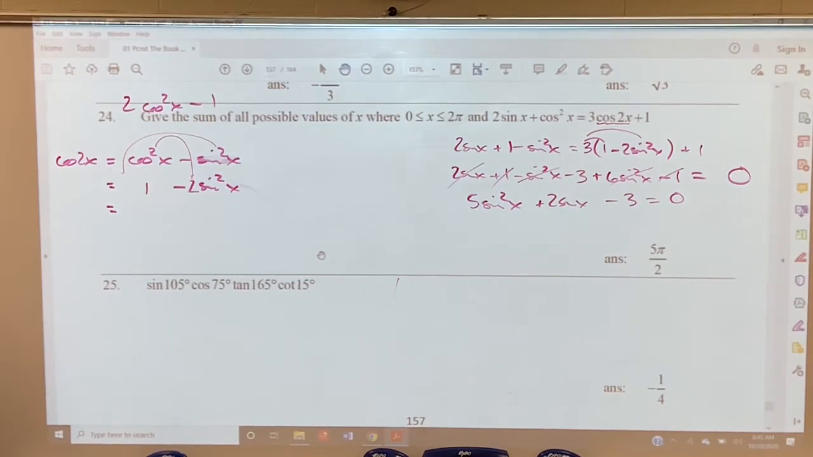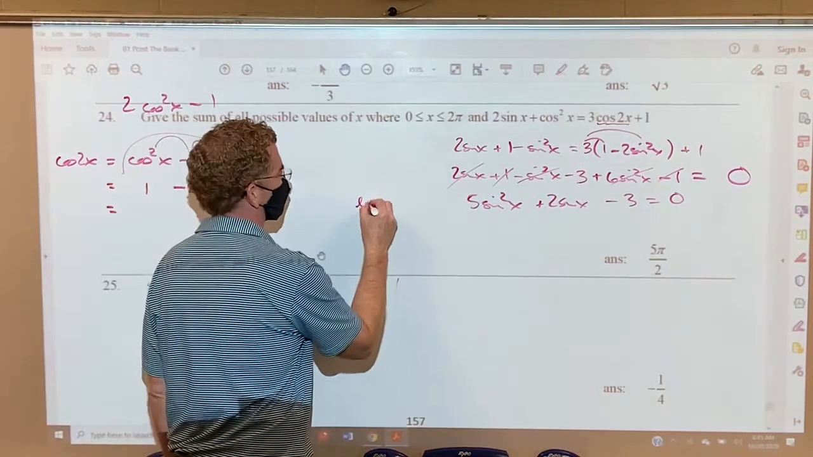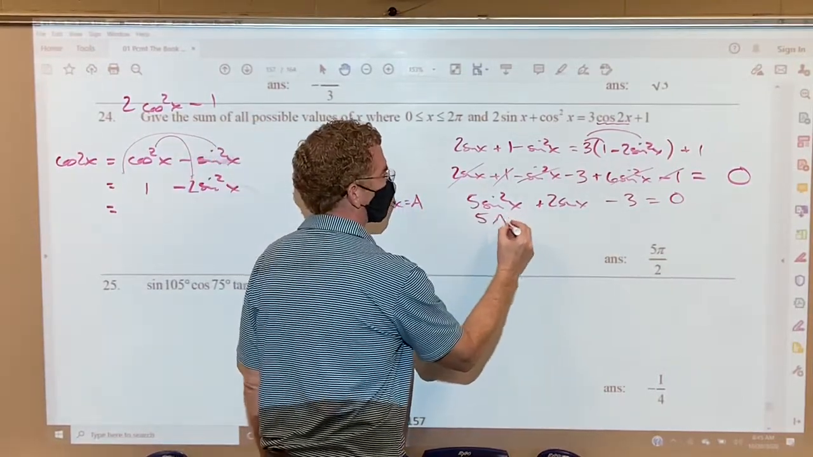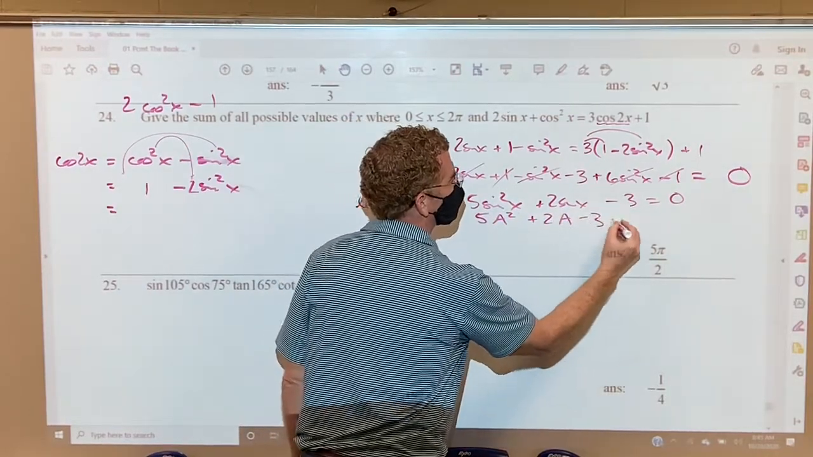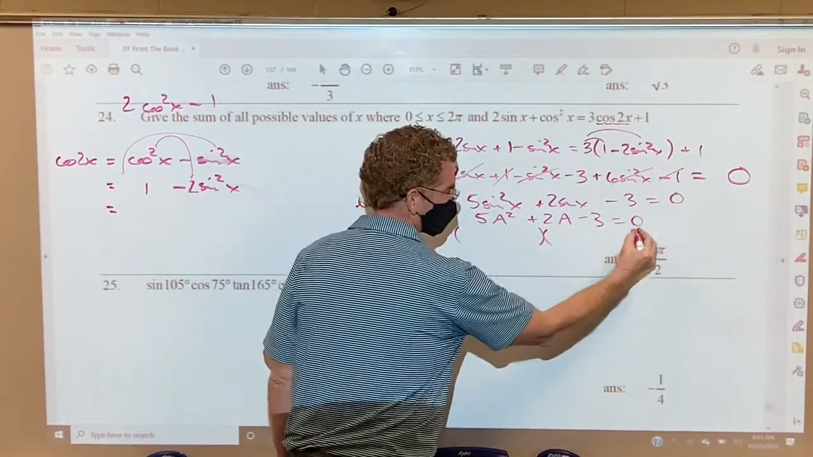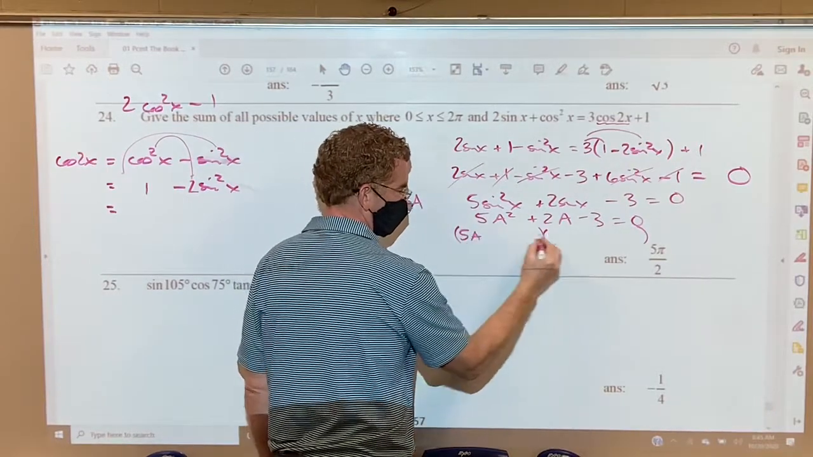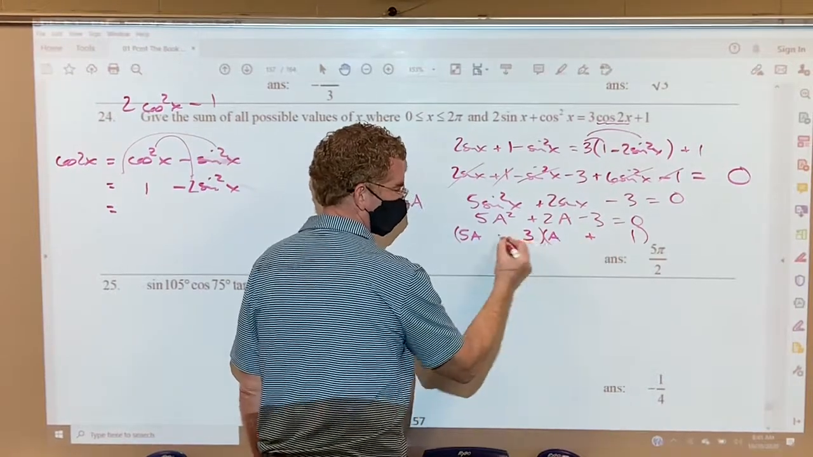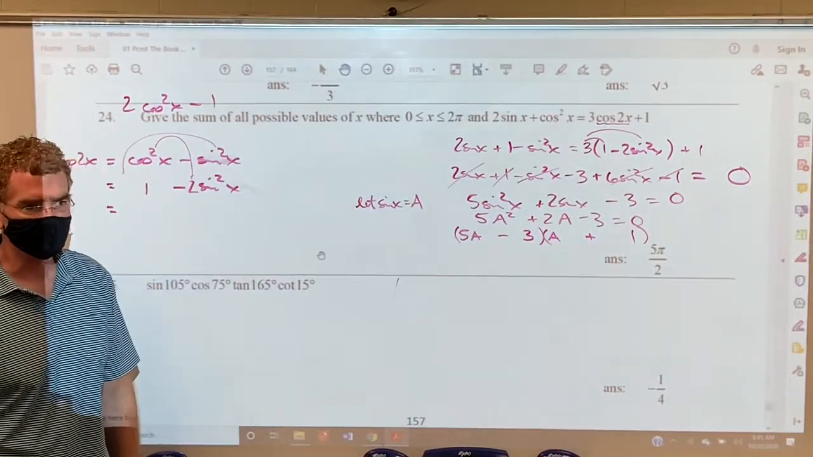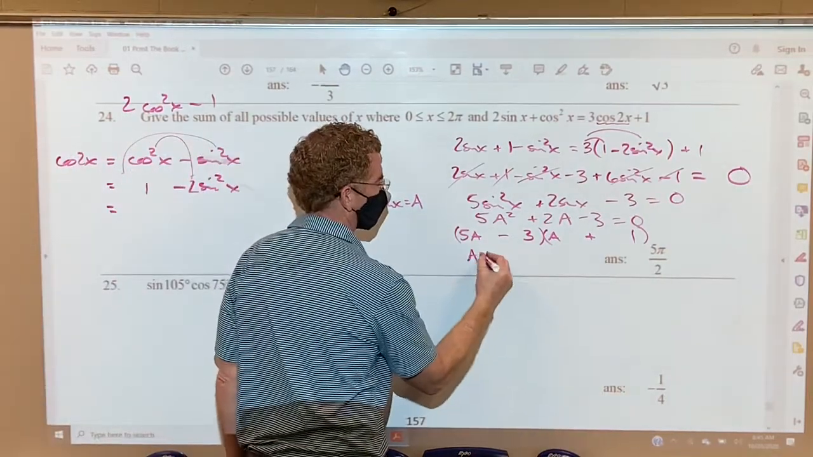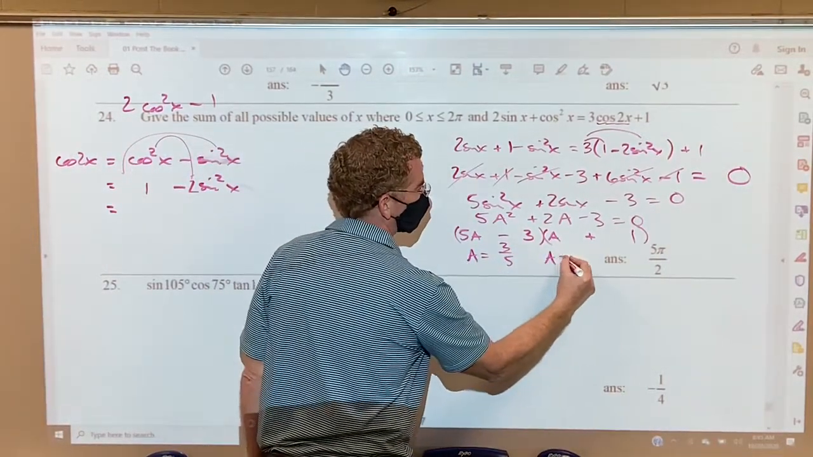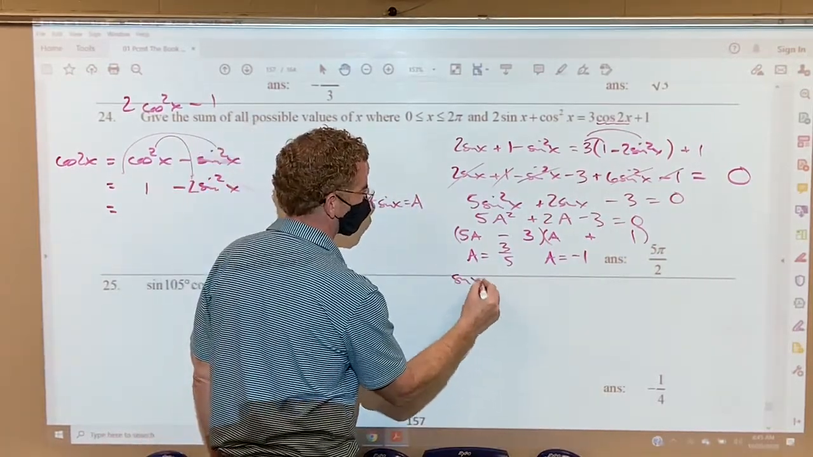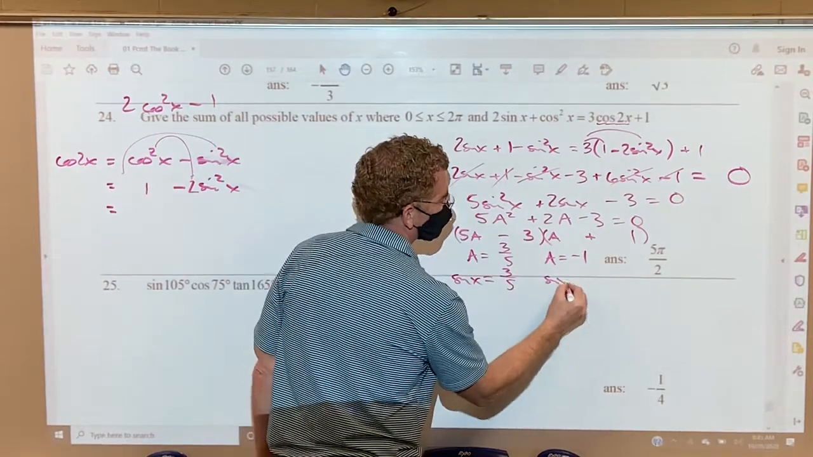What would you do? So if you wanted to say something like, let sine x equal a for just a moment to help you see it: 5a squared plus 2a minus 3. Does that help you factor? 5a and a. 1, 3, positive, negative. Would that work if I FOILed it out? So what does that tell me? A is 3/5. A is negative 1. Oh, this is the one. So that gives me sine of x equals 3/5. Sine of x equals negative 1.